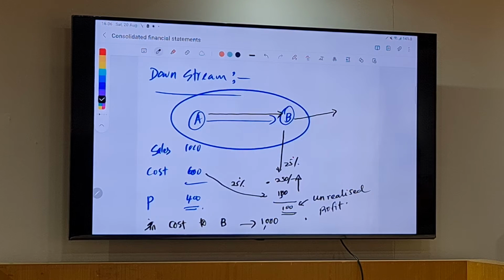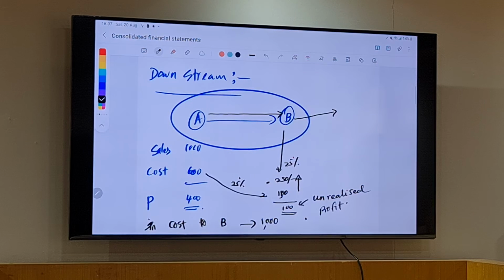What is the story? Parent company, subsidiary company. Parent company selling goods to subsidiary company, making an additional margin as a profit. Here again they will use the complication of markup, margin, percentage, fraction, everything they will use. So you got to be careful with that. So they will transfer, then the subsidiary will be selling this.